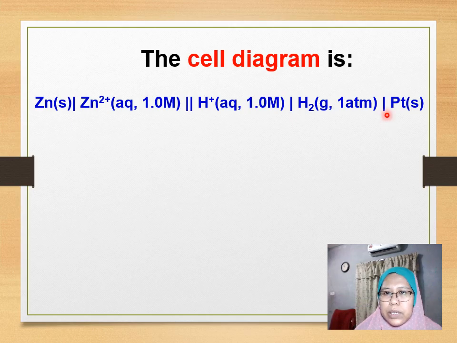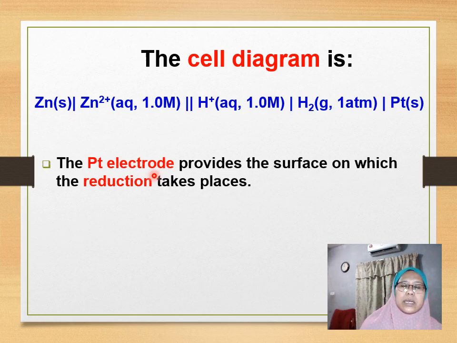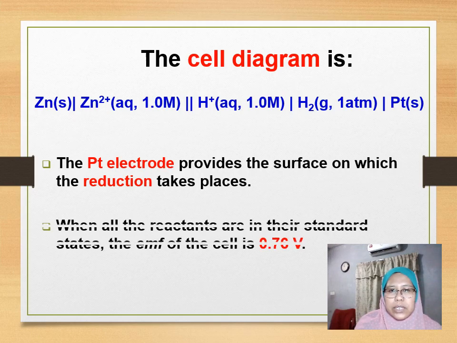There is one more vertical line here because we did use an extra platinum as an electrode. So, as you can see, this is the cell diagram for the setup that we have discussed previously in figure 2.5. The platinum electrode provides the surface on which the reduction takes place.